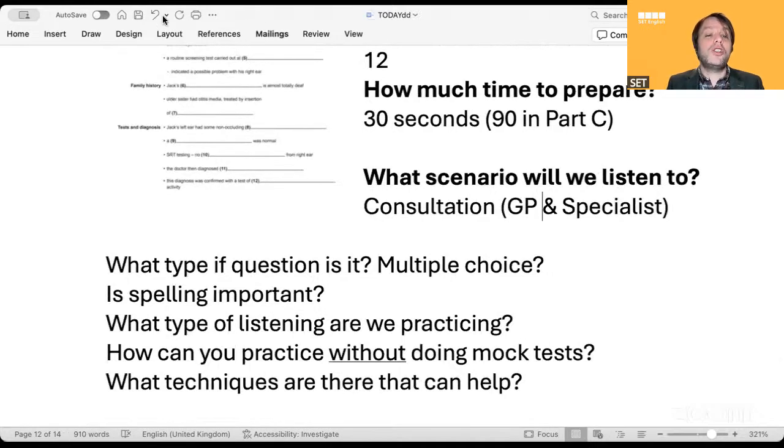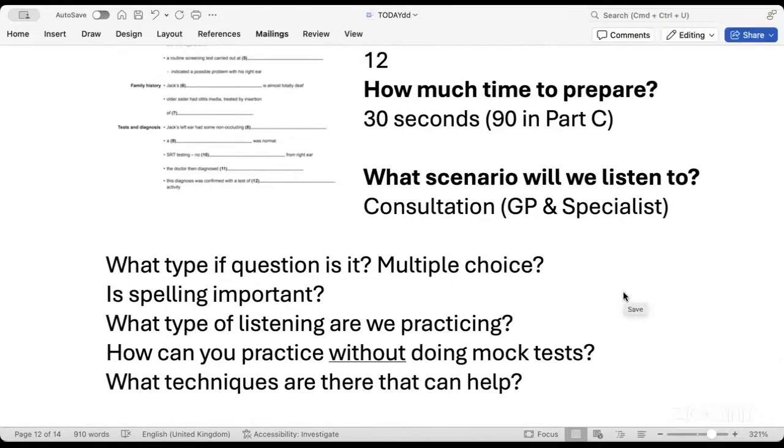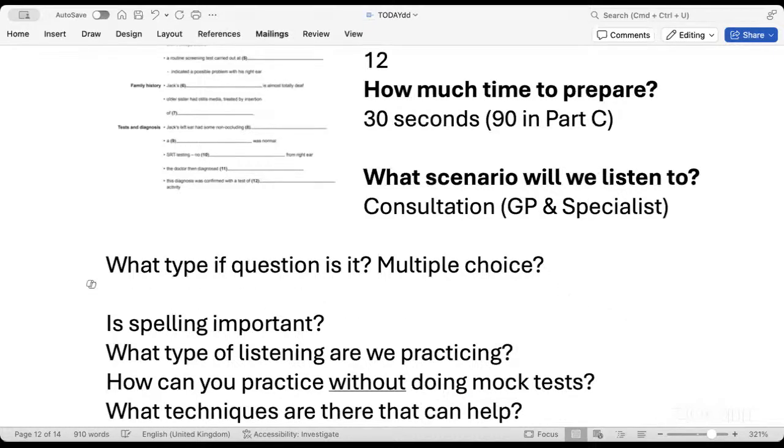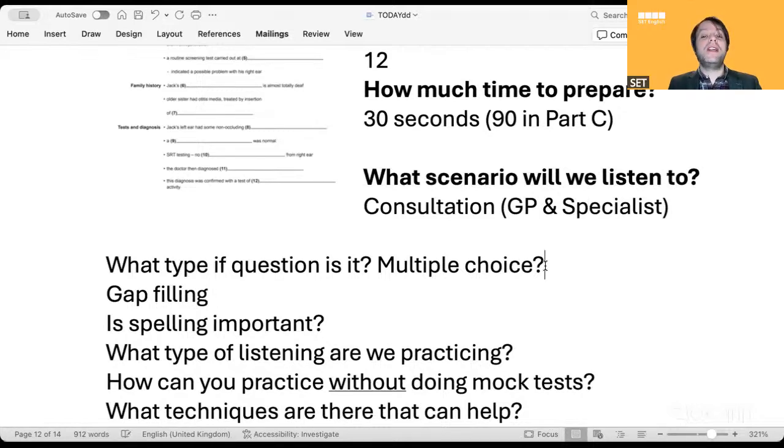What type of question is it? Gap filling. Or another name is fill in the blank.